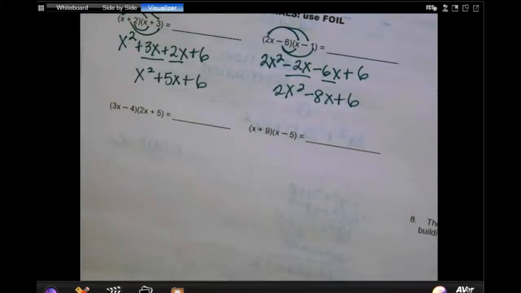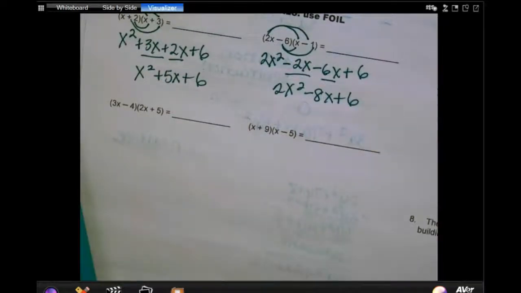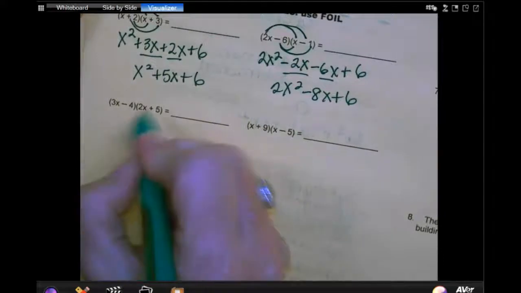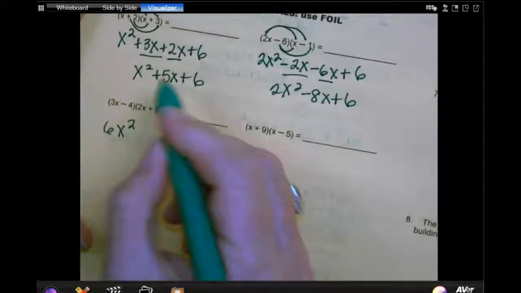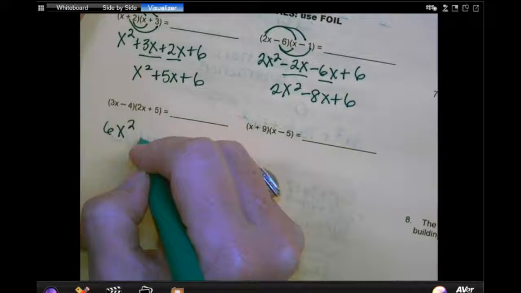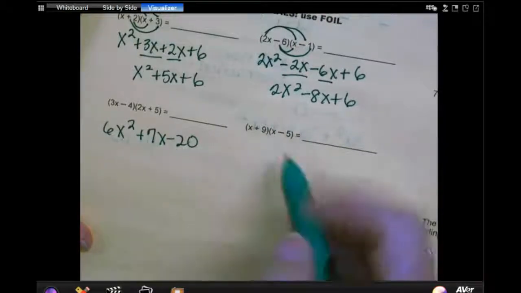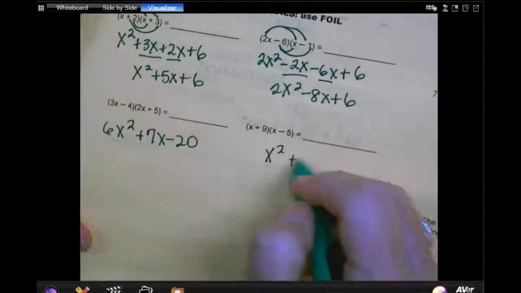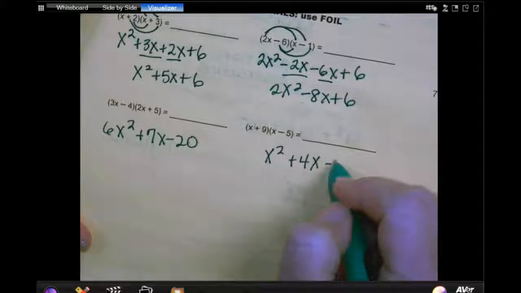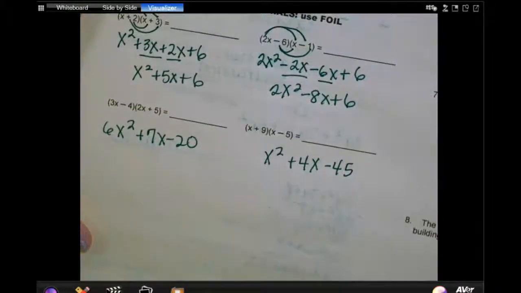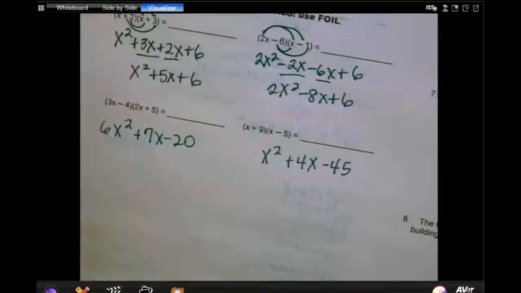Okay, you guys multiply the last two. For the first one, we got 6x squared plus 7x and minus 20? And then the second one, we got x squared plus 4x minus 45. Yes? Okay.